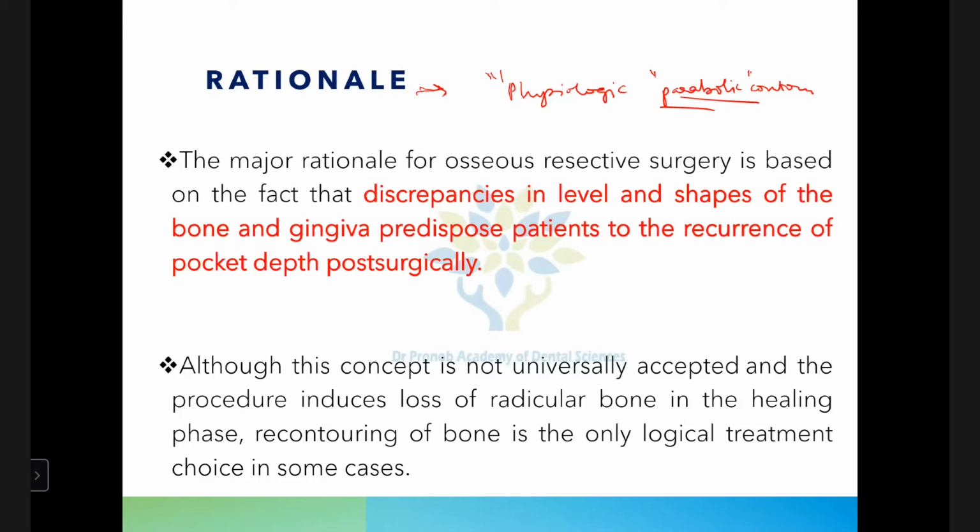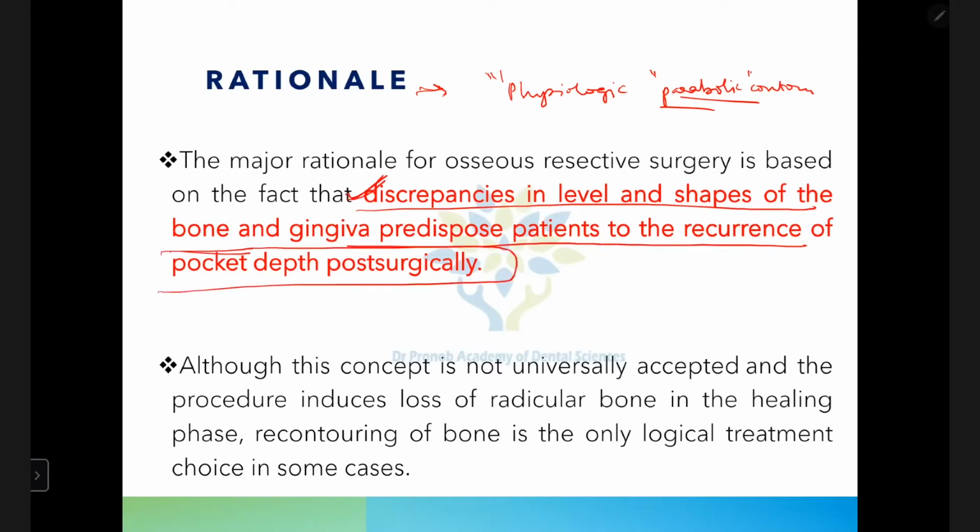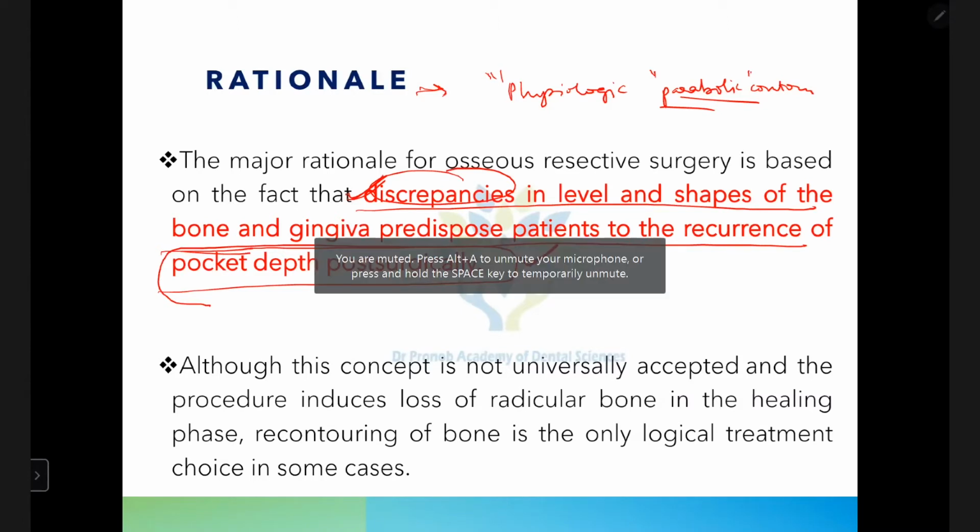The major rationale of osseous resective surgery is based on the fact that discrepancies in the level and shapes of the bone and gingiva will predispose to the recurrence of the pocket depth post-surgically. So if there are any discrepancies in the level of the bone and gingiva, then obviously there will be recurrence of the pocket depth after the surgery. That's why we need to contour the alveolar bone.